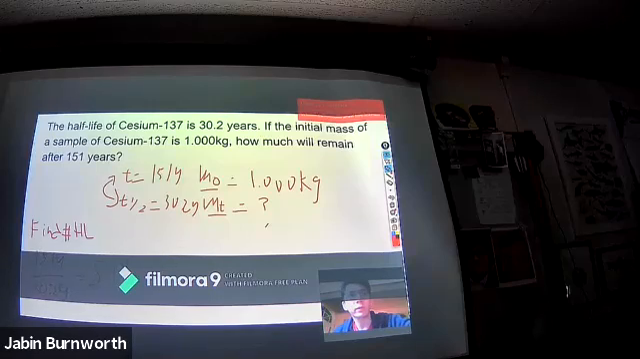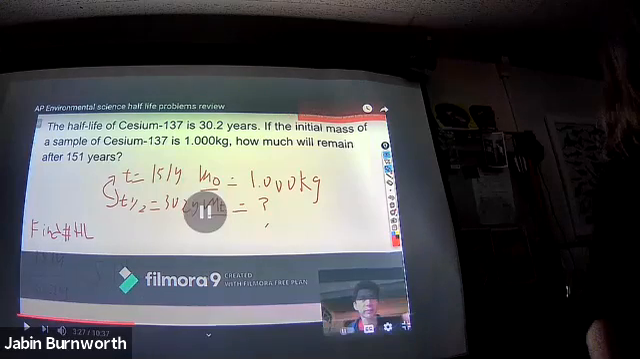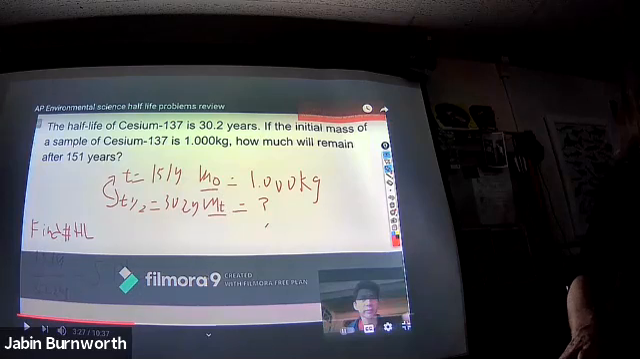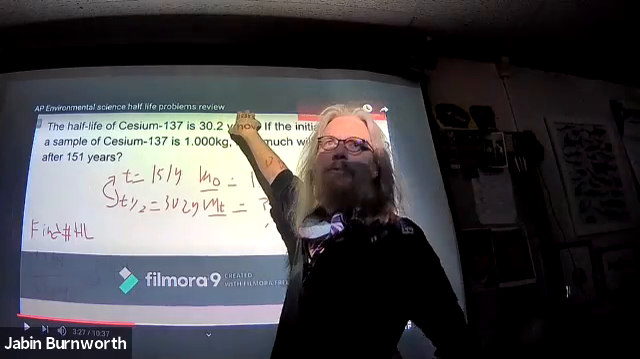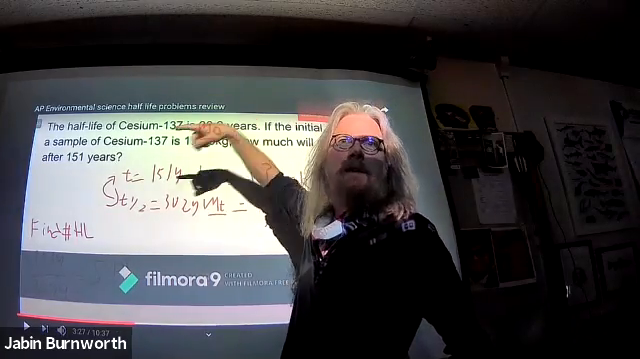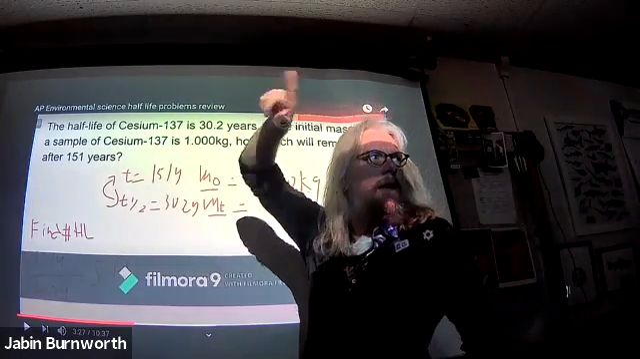So cesium-137 is going to go through 5 half-lives in 151 years. The second step is to utilize the equation. The equation looks like this. Is everybody good with that? So we got 151 years divided by 30.2, that would give us the 5. Are we okay with that?